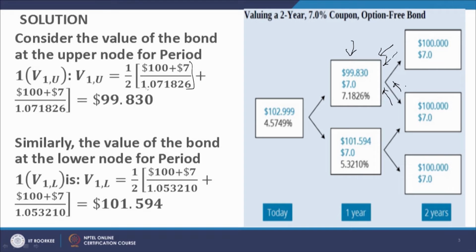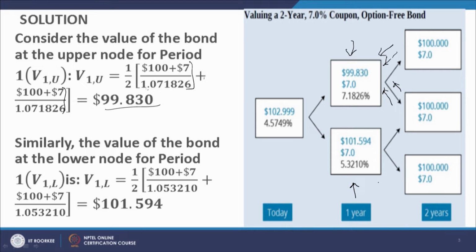I will come back to it, but in the second case also the discount rate is the same, 7.1826%. So, this is the first valuation and this is the second valuation, and because these are two paths leading us to the upper node at t equal to 1, we get the value V 1 u as the average of these two values, and that turns out to be 99.830. Similarly, there are two paths for moving from t equal to 2 to t equal to 1 lower node, that is this particular node.